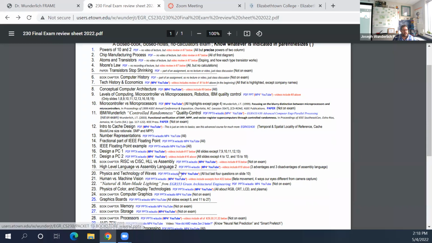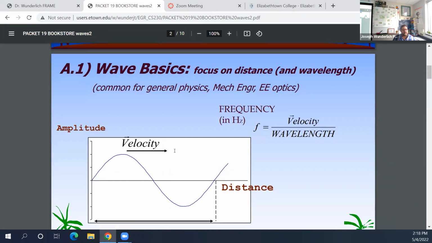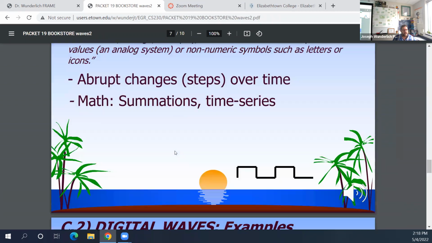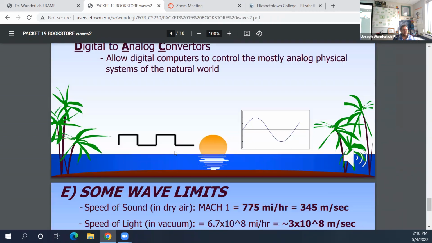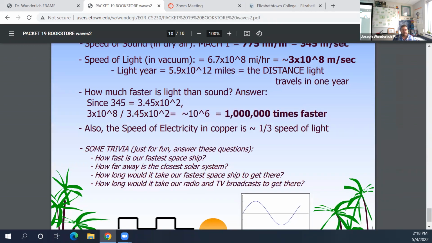Physics and technology waves, all but the last 4 questions on slide 10. So this is waves, both digital and analog waves, and know everything about waves. Except don't worry about these last 4 questions here because it's just trivia.